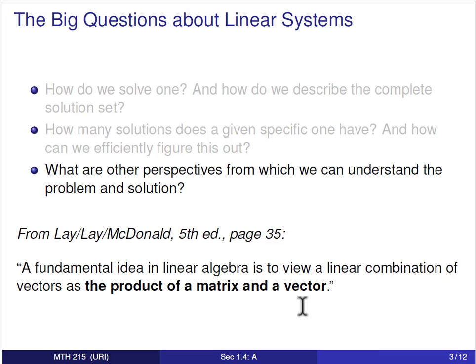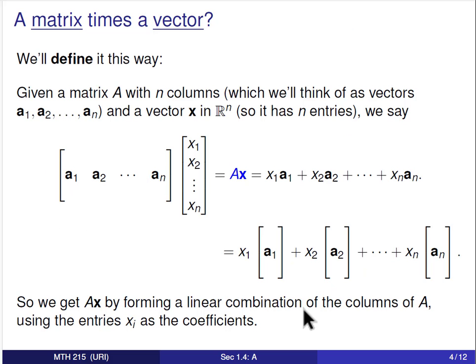Now there's a line in your textbook that is important and will become more important to you as you get a little bit deeper into the course. But a fundamental idea in linear algebra is to view a linear combination of vectors as the product of a matrix and a vector. Now, if I were you, I would take the hint and try to focus in on this linear combination connection to the product of a matrix and a vector. It's right there in the definition, we'll see it right away, but it's an important idea that will help you if you keep it in mind in the future.